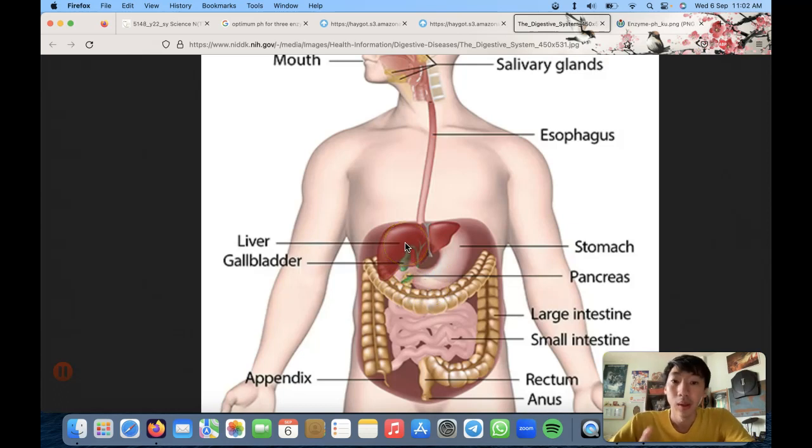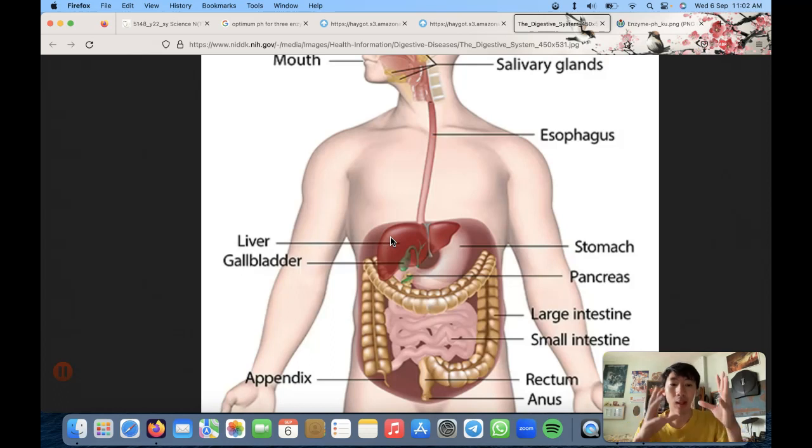Okay, so what is the function of these 3 things? Let's talk about the liver first. The liver produces bile. Okay, the liver actually has many functions. It's very important for our body. But one of the key functions for digestion is that it produces bile. Okay, so what is bile?